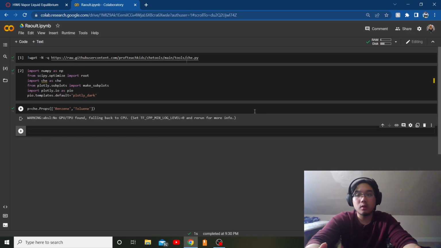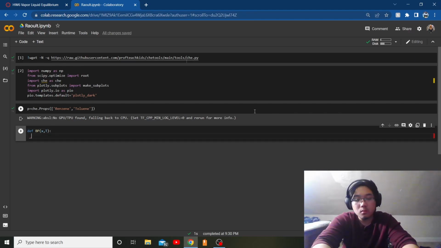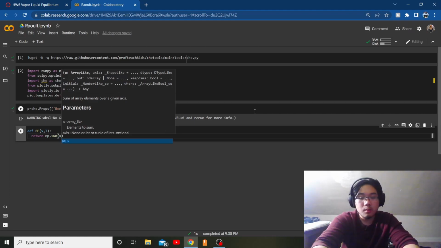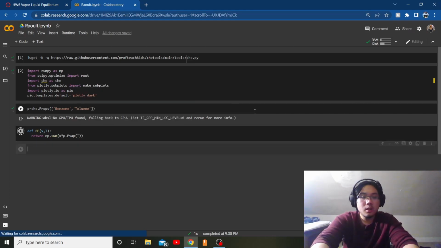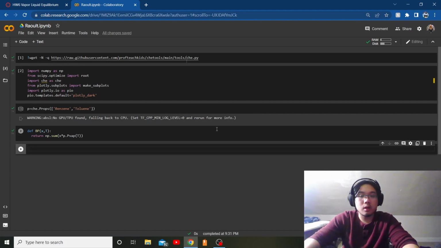So let's make our functions for our bubble point and dew point. To begin with, let's do our bubble pressure. And so what will we need for it? Well, we're given the liquid mole fractions of the components, right? And we are also given the temperature. And what do we want to return? Well, we have written that formula, right? So it is the summation of the mole fractions times the pure component vapor pressures at that temperature. And that's simply it, right? And so I'll put it here.